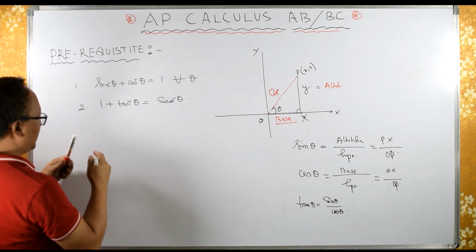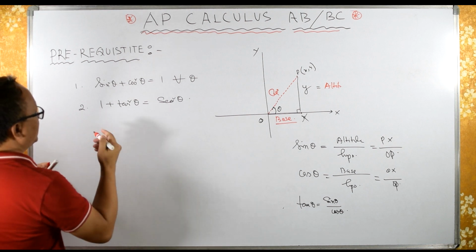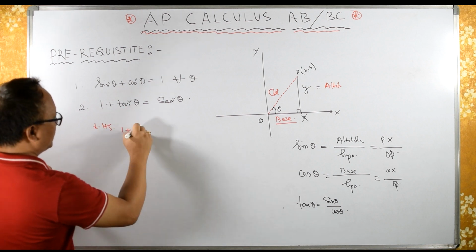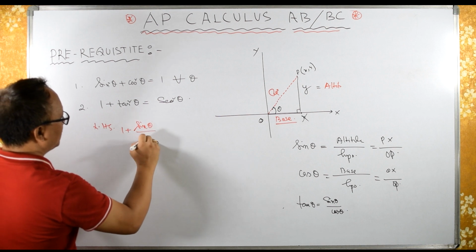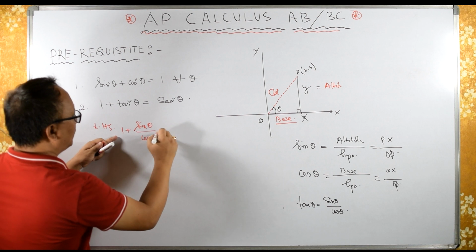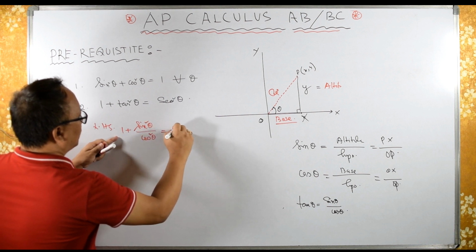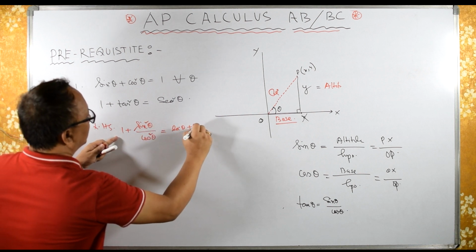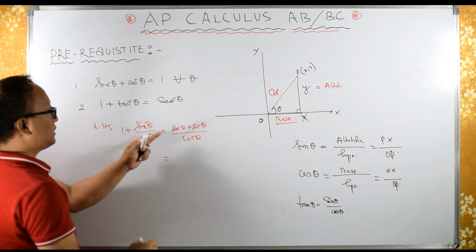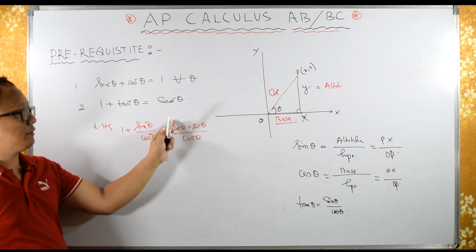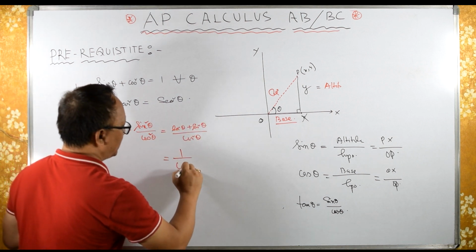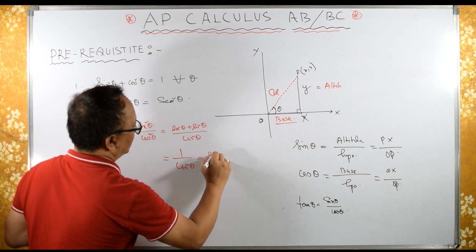Let's prove this. See, left hand side, what we have: 1 plus tan^2 theta. Tan is what? Sine by cos. Tan is sin theta upon cos theta. If I take LCM, what will we have? Cos^2 theta plus sin^2 theta upon cos^2 theta. Sin^2 theta plus cos^2 theta is the same as cos^2 theta plus sin^2 theta, that is 1. 1 upon cos^2 theta is sec^2 theta.